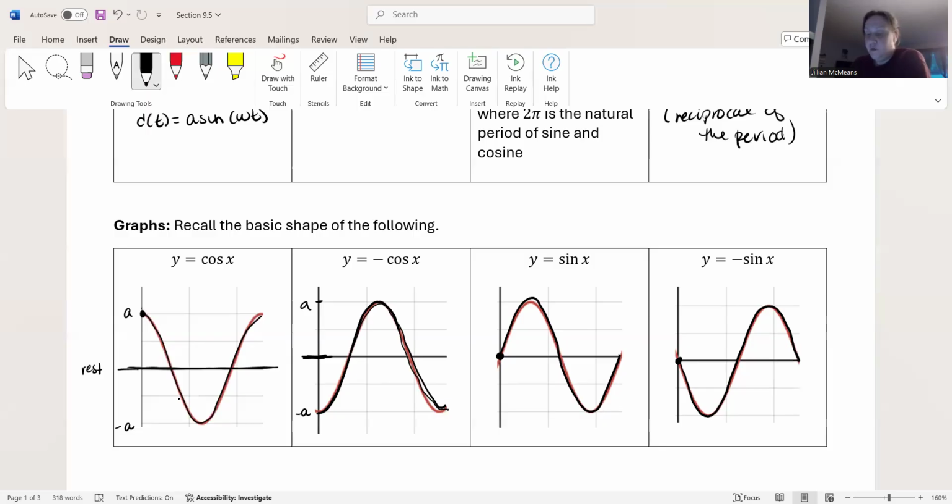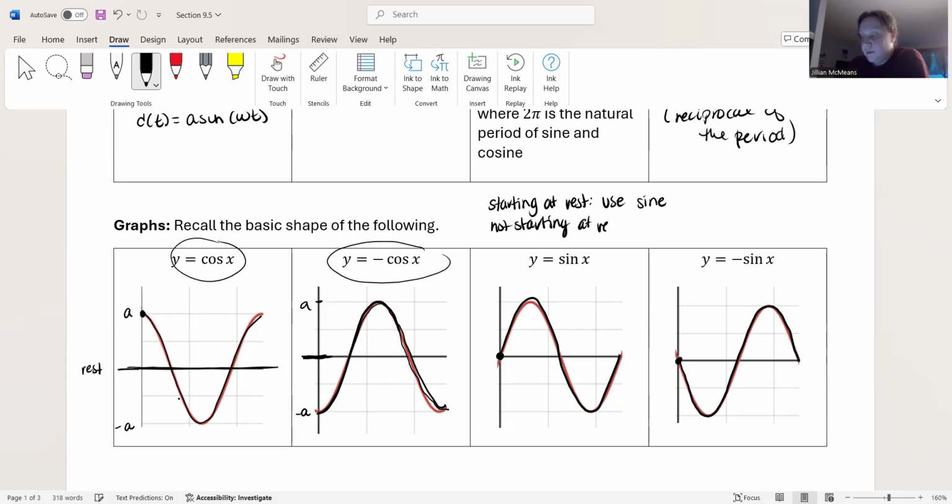So be mindful of where you're starting at. If you're not starting at rest, you would use a cosine function. If you're starting at rest, that equilibrium or that central position, you use a sine function. So starting at rest, use sine. Not starting at rest, use cosine.